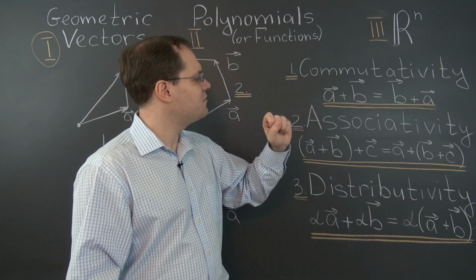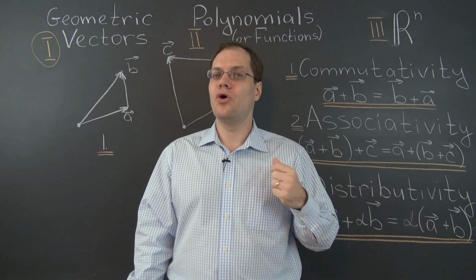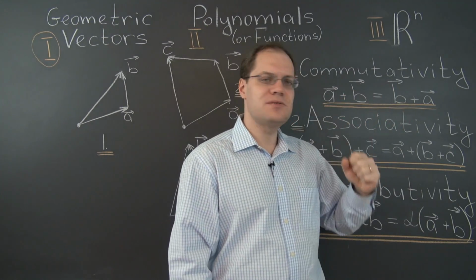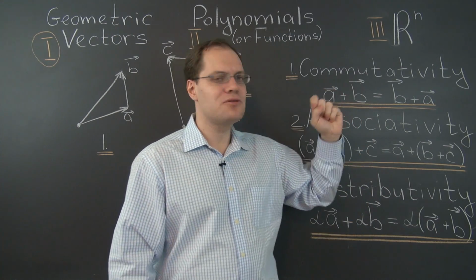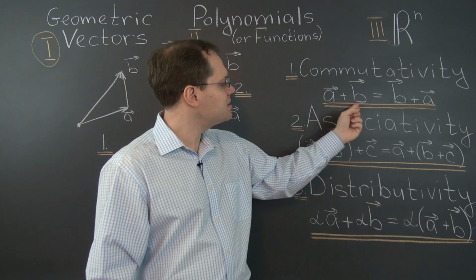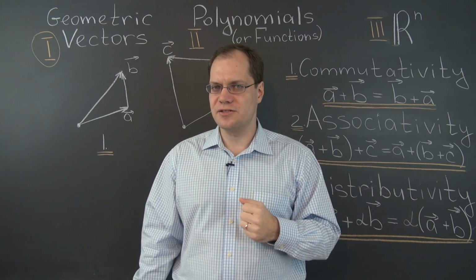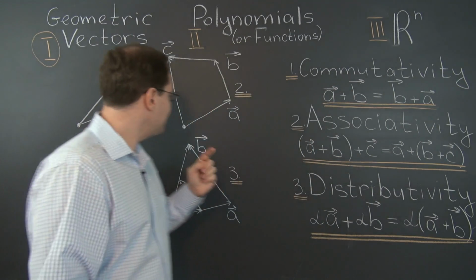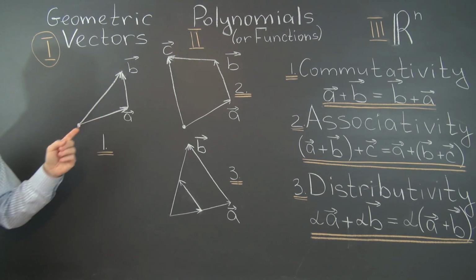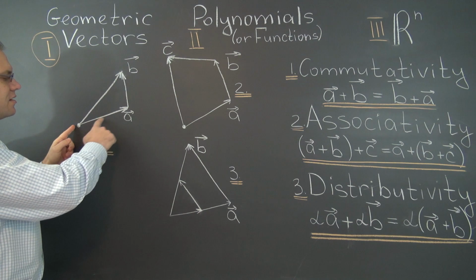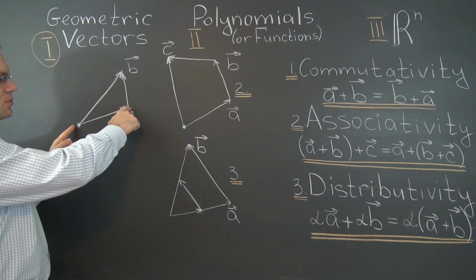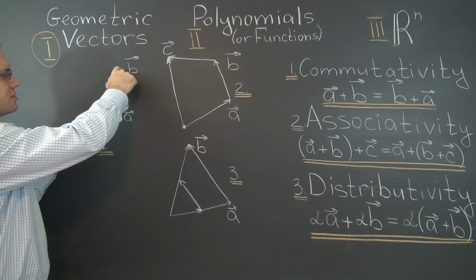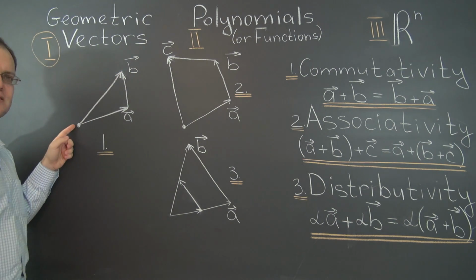So let's start with commutativity, a plus b equals b plus a. Or in words, when you add two vectors, according to the rule we came up with, the order of the terms doesn't matter. But what does it mean geometrically? Well, let's take a look. a plus b can be interpreted as two successive journeys, one according to the vector a and the other according to the vector b. And that's what I have displayed here geometrically. We start at the origin, we travel according to the vector a and end up at this point, and then from this point we travel according to the vector b and end up at this point, which is captured by the vector a plus b.